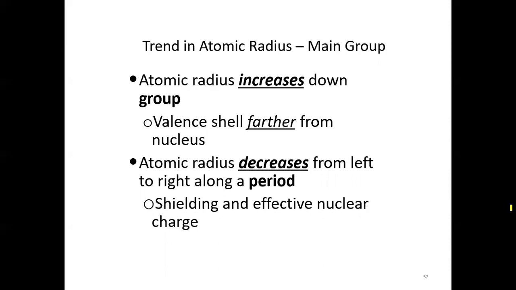Now, the trend that is interesting is the one as you go from left to right along a period, where we see that the atomic radius decreases. The reason for this is a phenomenon called shielding, which we discussed earlier, and what is called the effective nuclear charge. So let's work with a few definitions here.